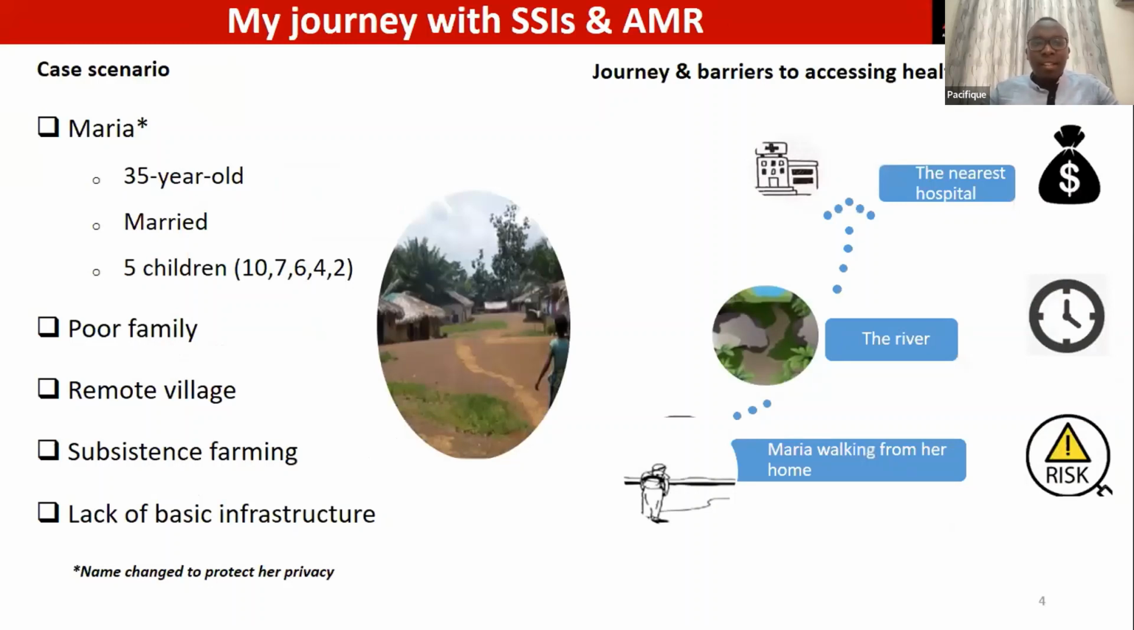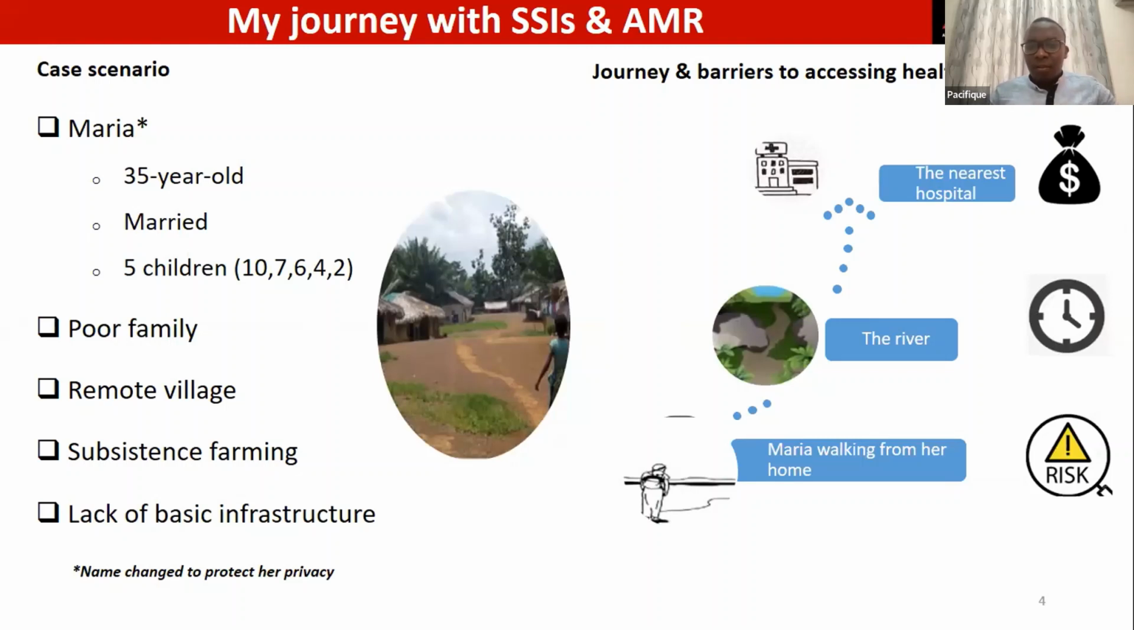And we present to you a case scenario of one patient, Maria, the name that we have changed to protect her privacy. Maria is a 35-year-old. She's married, she has 5 children, and she's from a poor family in a very remote area in Liberia. They depend on subsistence farming, and in their village, they lack basic infrastructure such as water and sanitation, and access to road network. When she has to seek healthcare services, Maria will have to walk for at least 2 hours in the jungle, then cross the river, and then take a motorbike to travel to the nearest hospital.